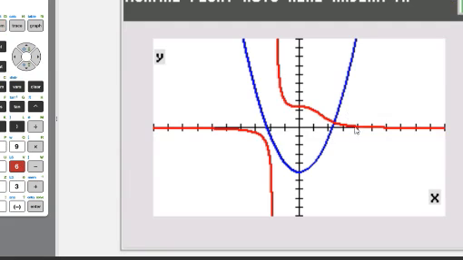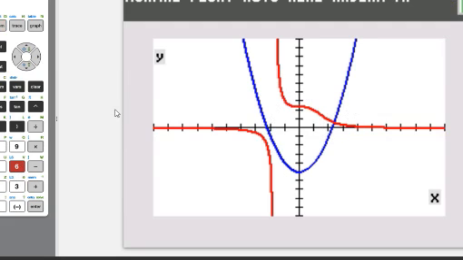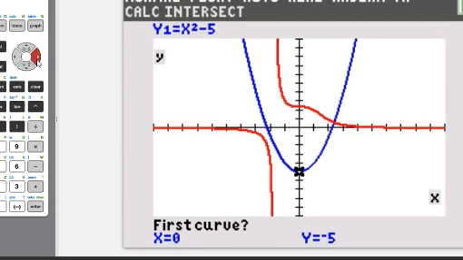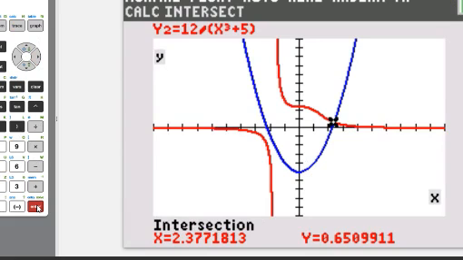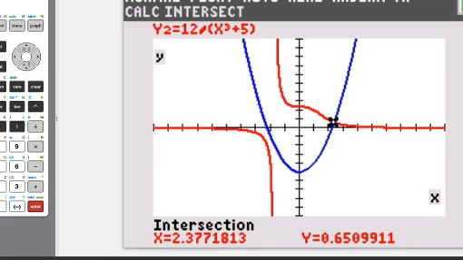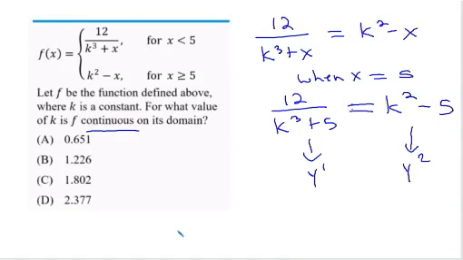They are intersecting right here, all right? So I go to second, trace, intersect, move my cursor up to that point, enter, enter, enter, and I get, here we go, the x value is 2.3777, and that was one of our choices. All right, so we will stop there for today.